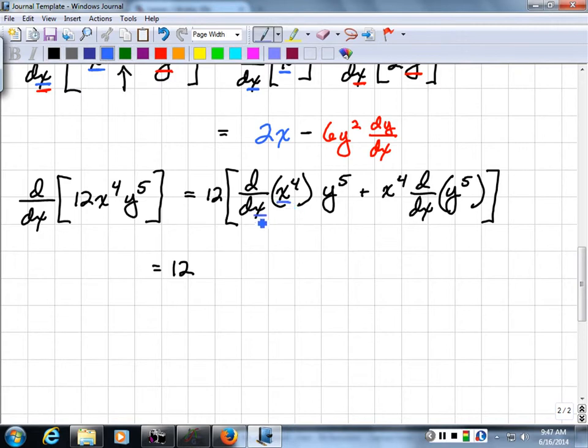That variable and that variable, they match. They agree. So I'm going to be looking at simply, not 12, I'm sorry, 4x to the third times y to the fifth. And I haven't had to do anything, right? I'm going to add to that x to the fourth, but notice that this variable and that variable disagree, which means when I take the derivative of that, I'm going to get 5y to the fourth dy over dx.